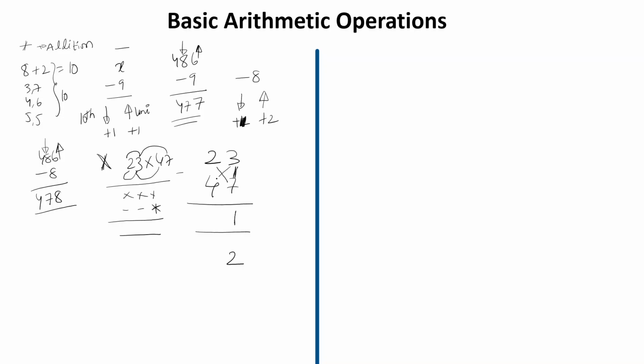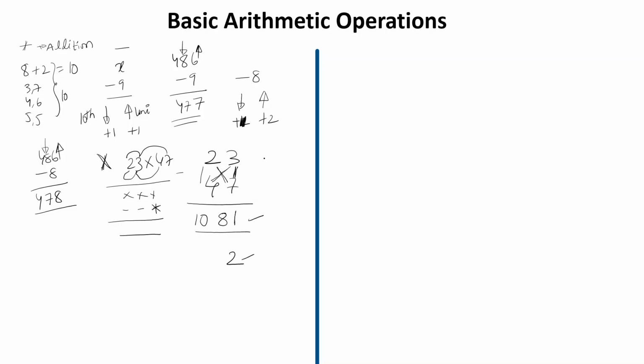2 7s are 14 and 3 4s are 12, add these two. 14 plus 12 is 26, and 26 plus 2 is 28. Now I will write 8 here and carry 2 again. Now 4 2s are 8, 8 plus 2 is 10. So the answer is 1081. So this is 23 into 47.